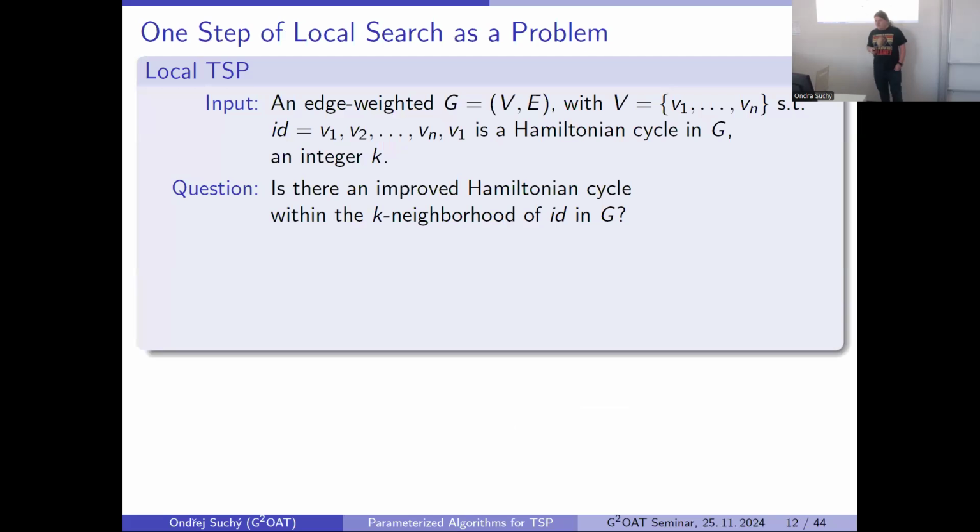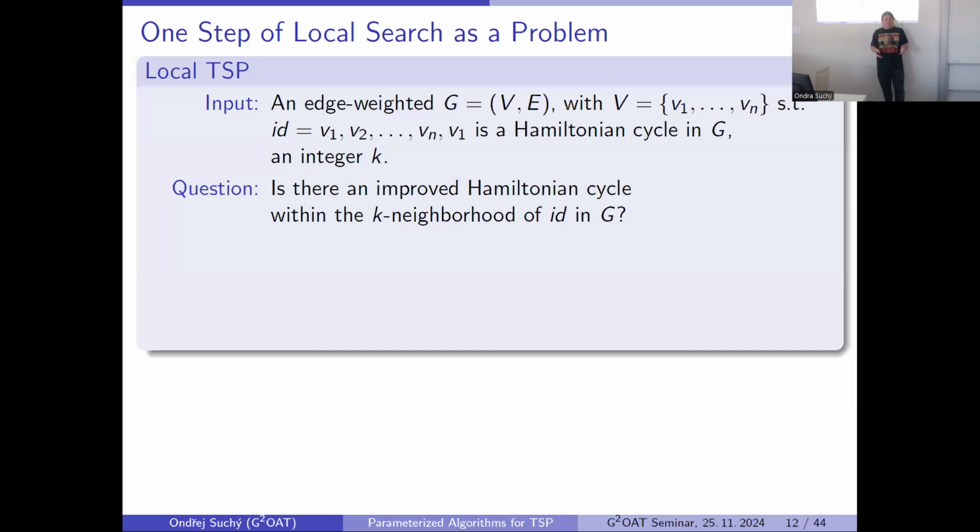So now what we can have a look at is one step of this heuristic, and try to solve it better or optimally. So what is the task of one step? We are given an edge-weighted graph with some set of vertices, such that the identity, taking v1, v2, and so on, is a Hamiltonian cycle. It's the given one. And some integer k, which specifies the size of the neighborhood. And the question is whether there is an improved Hamiltonian cycle within the neighborhood of the identity.